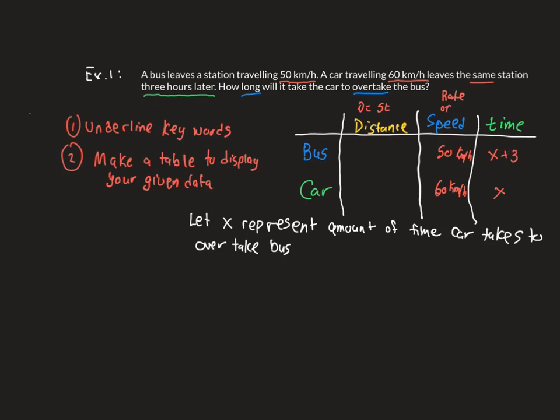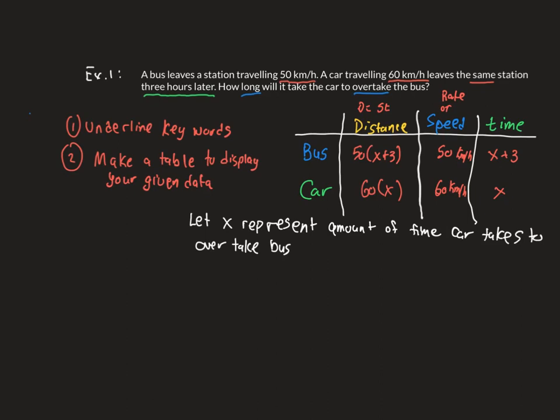See how the table helps actually really nicely. So basically for my bus, it should be 50 times x plus 3. For my car, it should be 60 times x. So what do we have here? So we know that they catch up.